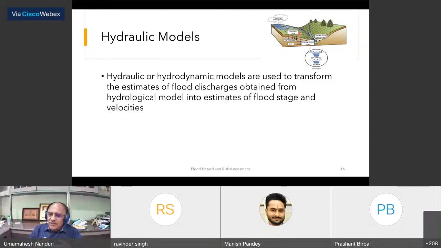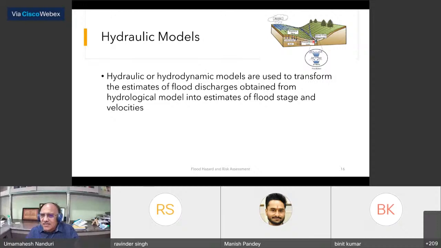So if you really want to understand the flooding process, a simple hydrological model is not sufficient, because you need to study how this flood is propagated in the channel, when the overflowing takes place and how it starts spreading over the area. If you want to understand the velocity, the depth of flow and all such things, they are important from the point of view of flood hazard and flood risk assessment. That is the reason why we need to use hydraulic or what you call hydrodynamic models. Most of these models are basically models which model the unsteady non-uniform flow taking place in a free surface flow.